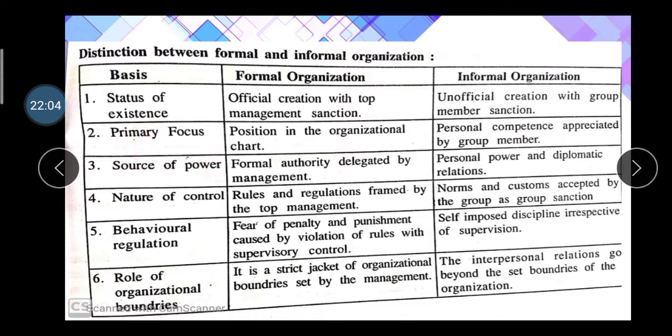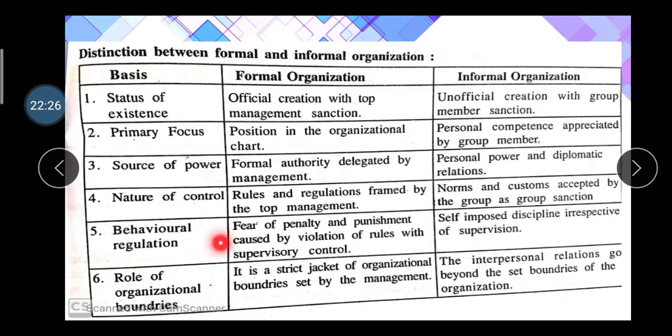Third one is the sources of power. Formal authority is delegated by the management. Then here personal power and diplomatic relations, they have to create it. Then nature of control. Rules and regulations are formed by the top management. Here norms and customs are accepted by the group as per the group's sanction.